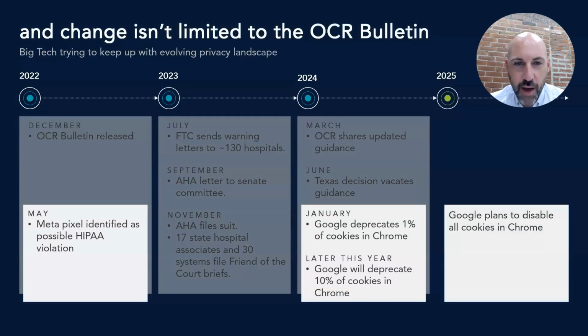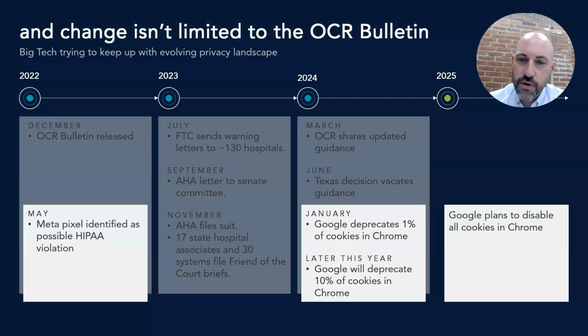While all of that is happening, as I mentioned before, there are players like Google and Meta and other technology companies that, with mounting pressure, are really revamping and evolving their own privacy protocols. Over the course of 2022, of course, many remember the Meta Pixel being identified as a possible HIPAA violation, which really started a lot of the groundswell and the concern around this.